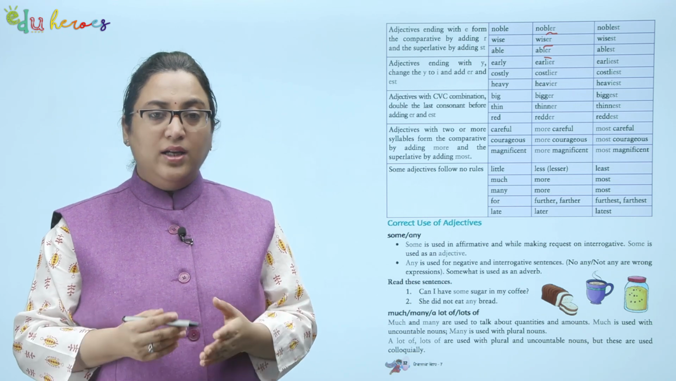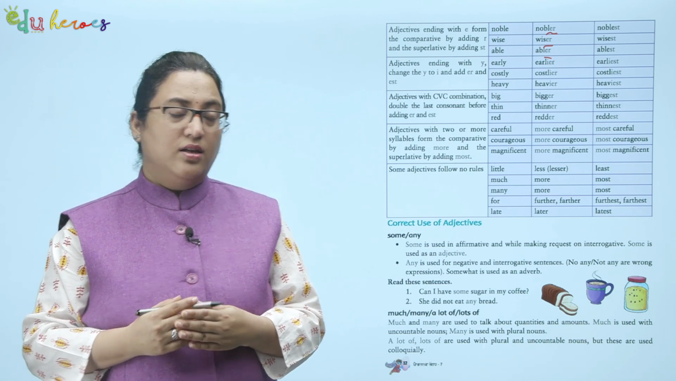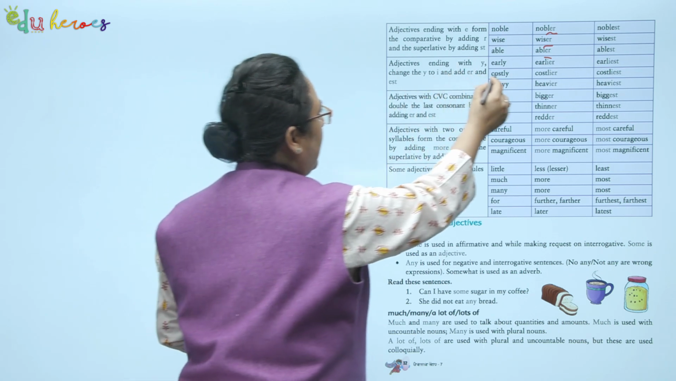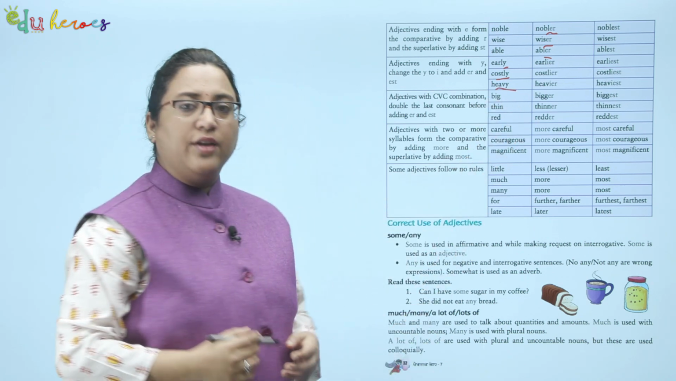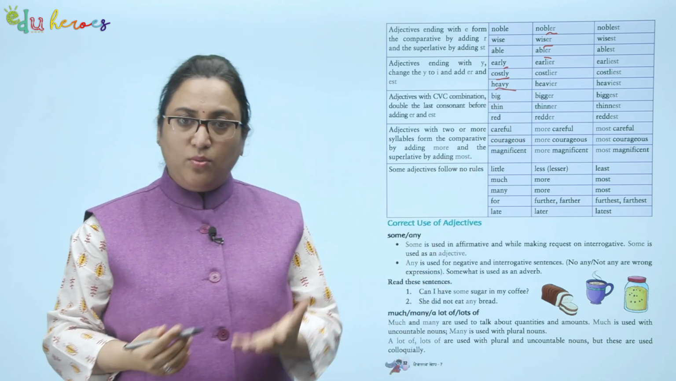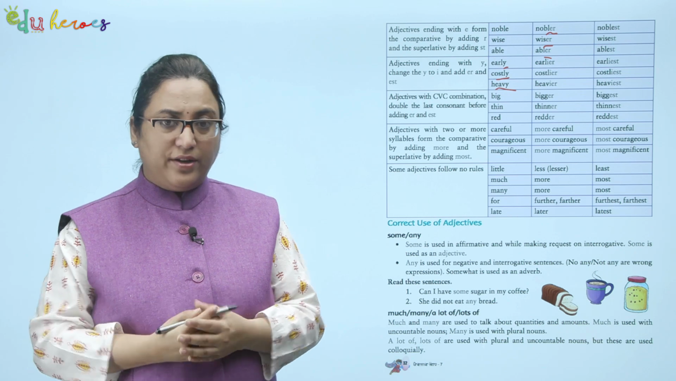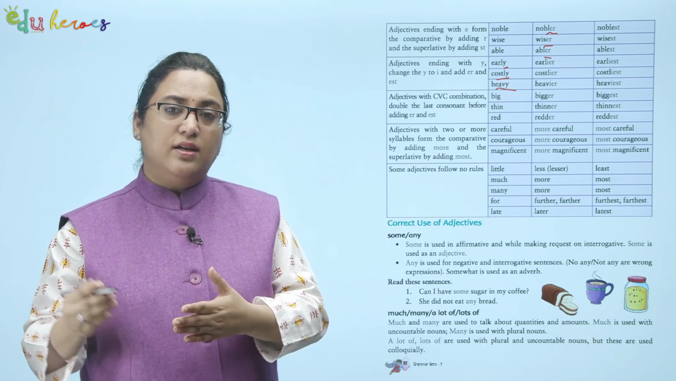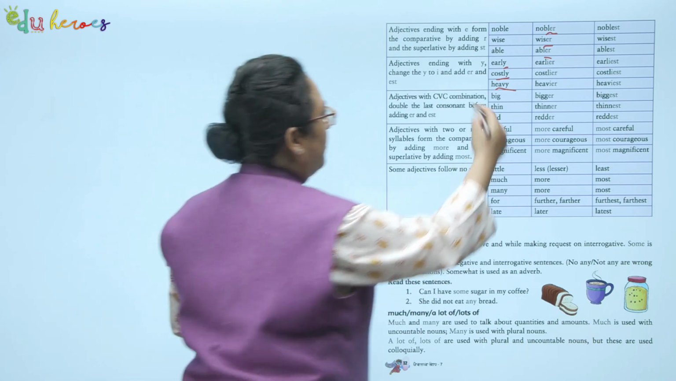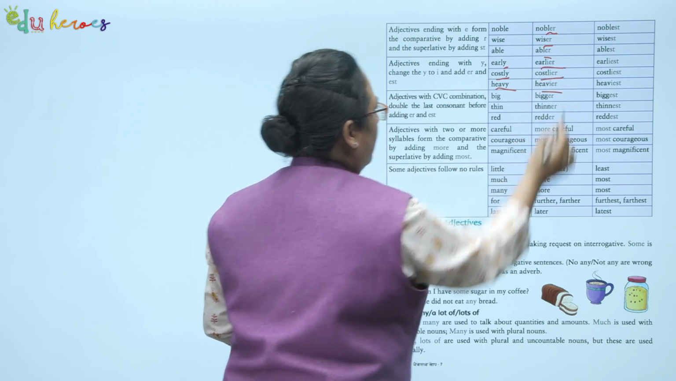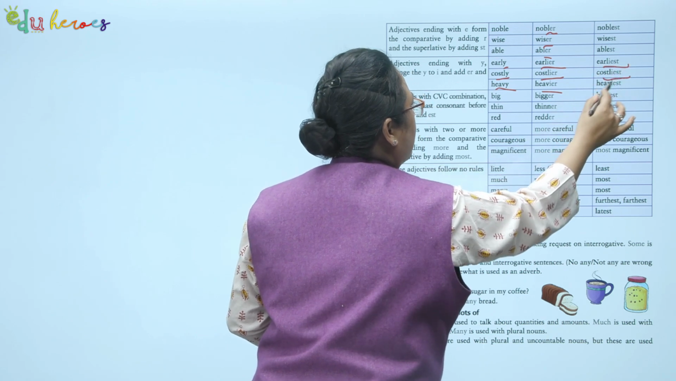Adjectives ending with y, change the y to i and add er and est. So when we have such adjectives ending in y, like early, costly, heavy, then what do we do? We just drop the y and instead place i and er in comparative form and iest in superlative. So here also remember the pattern. It becomes earlier, costlier, heavier. And in superlative, earliest, costliest, heaviest.